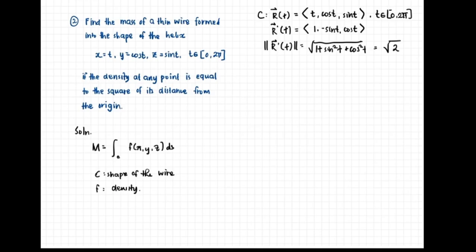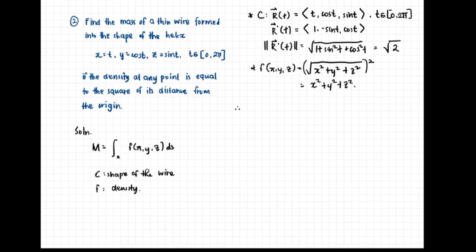While our density function f of x y z, as stated in the problem, is equal to the square of the distance of any point from the origin. So that would be the square of the distance of x y z from 0, 0, 0. So that would be the square root of x squared plus y squared plus z squared quantity squared. Or that is basically x squared plus y squared plus z squared.